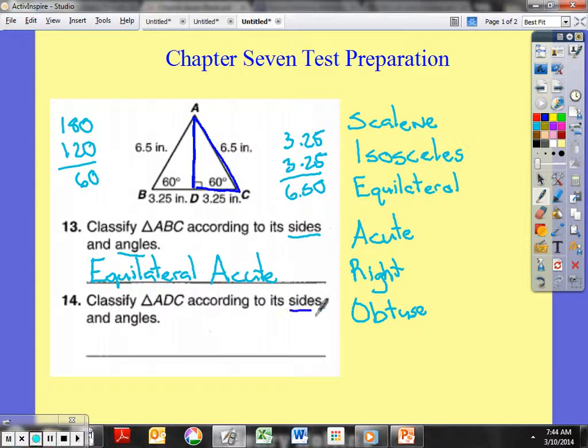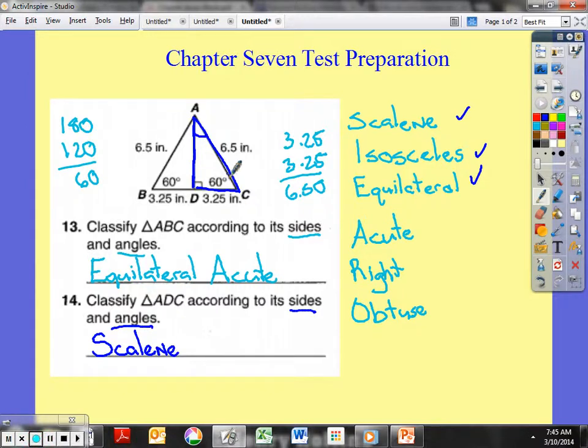Again, I'm focusing on sides and angles. I have this written over here from my last question: either scalene, isosceles, or equilateral. Now this side's 6.5, this side's 3.25. I don't know the measure of this side. Based on that, I'm going to assume that all three sides are not congruent, so this is a scalene triangle. We'll learn more about that in the next chapter, when we talk about the Pythagorean theorem to really prove that. Now let's look at the angles.